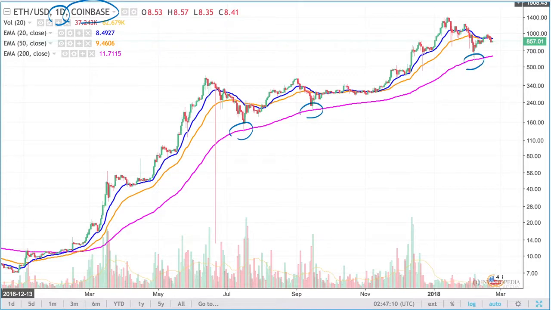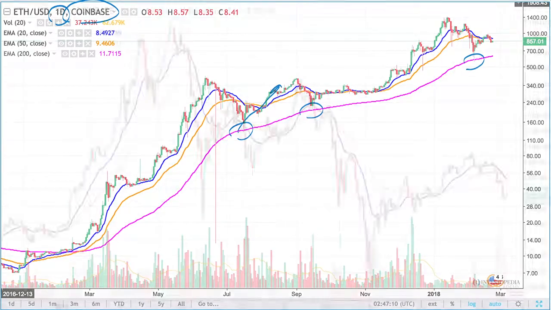In fact, there are only 3 times during this time frame, so in 6 months, that Ethereum dropped to the 200-period moving average. And each of those times, you saw a significant bounce in Ethereum. So it bounced right off that 200-period moving average every single time.